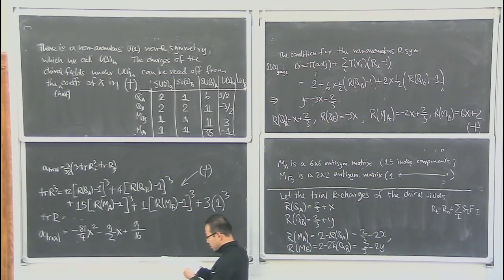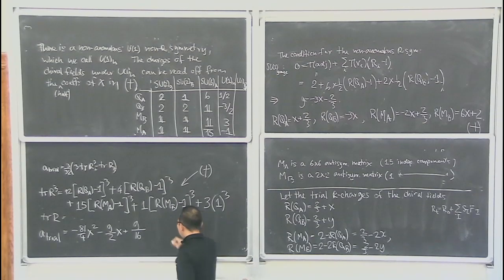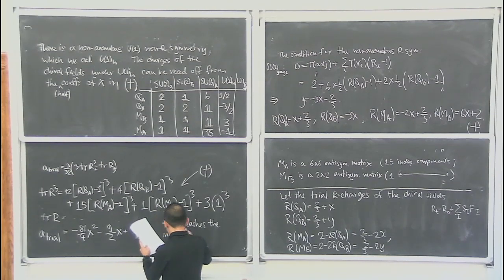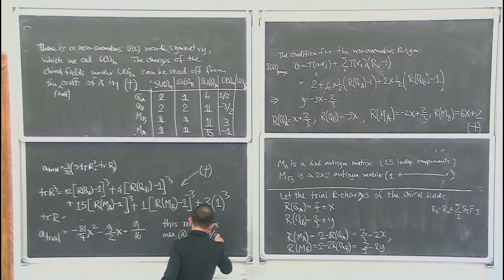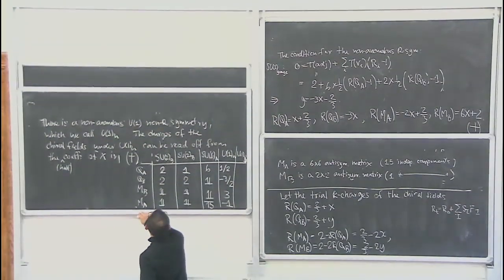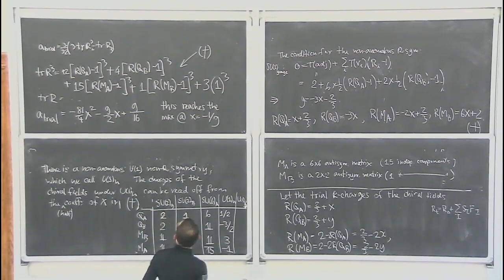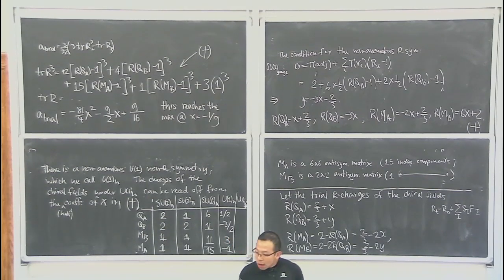And this reaches the maximum at x equal to minus 1 over 9. Generally, expect this to be cubic. Oh, now, good point. The point is that I don't know whether I write the derivative of A with respect to x or not. Let me check. Good point. Let me see.